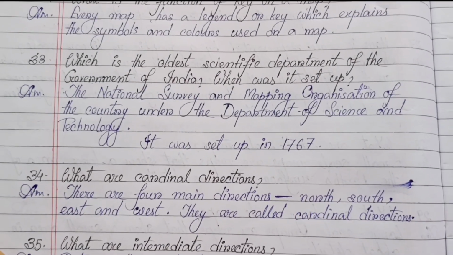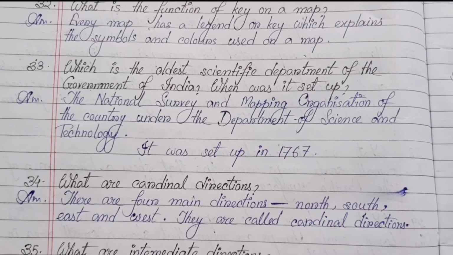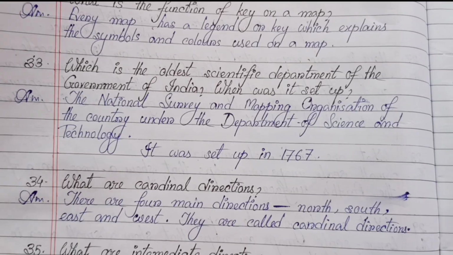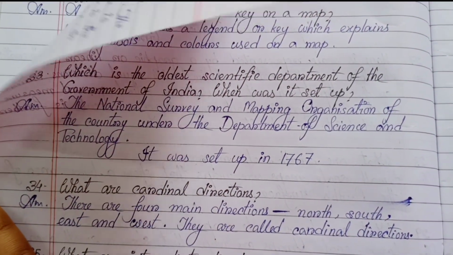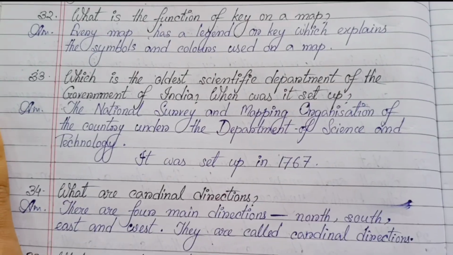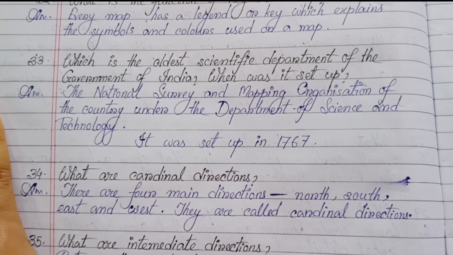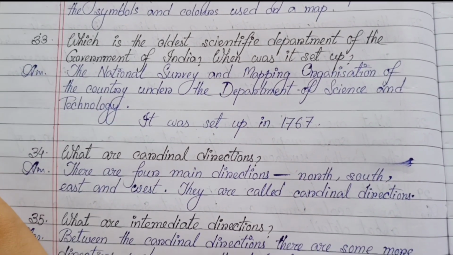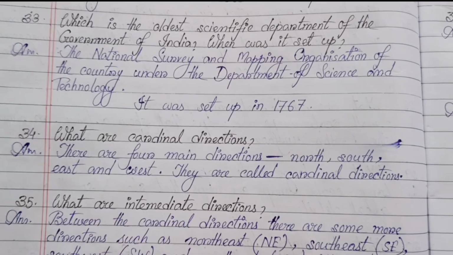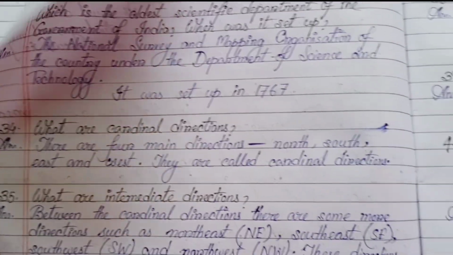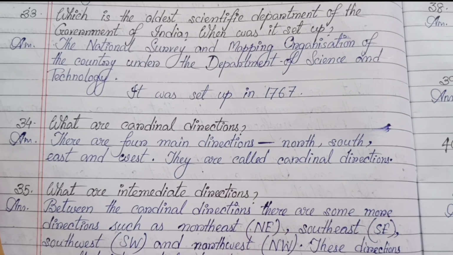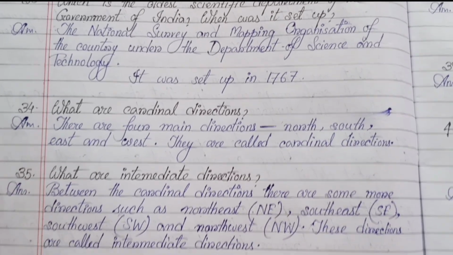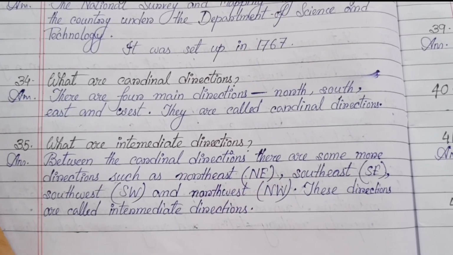33. Which is the oldest scientific department of the Government of India? When was it set up? The National Survey and Mapping Organization of the country under the Department of Science and Technology. It was set up in 1767. 34. What are cardinal directions? There are 4 main directions: north, south, east and west. They are called cardinal directions.